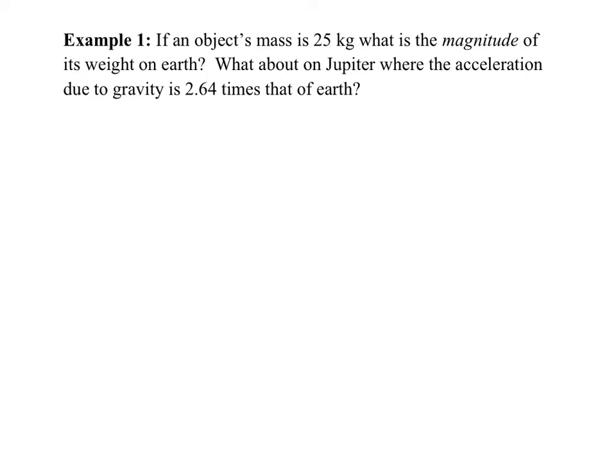Let's look at a first example. All right, so our mass is 25 kilos. What is the magnitude of its weight on Earth? This is a quick plug and chug. What about on Jupiter, where the acceleration due to gravity is around 2.64 times that of Earth? So I'm going to go through this quickly because it's a plug and chug. So I've got mass given first as 25 kilograms.